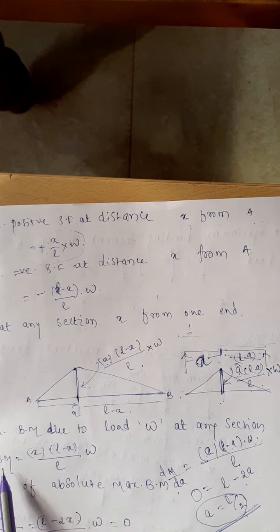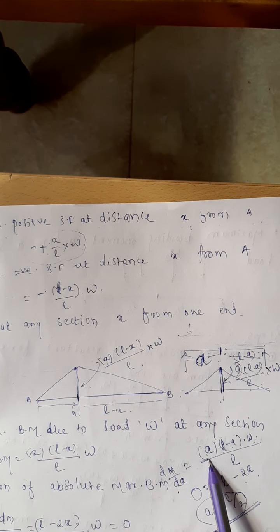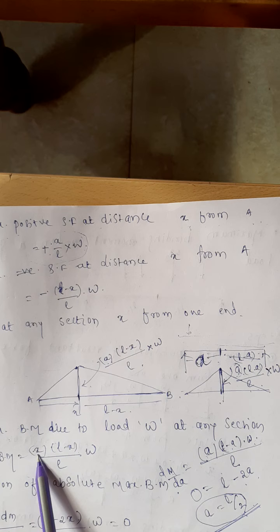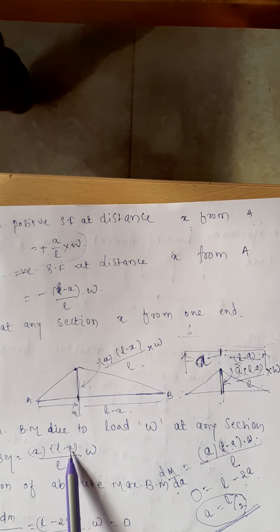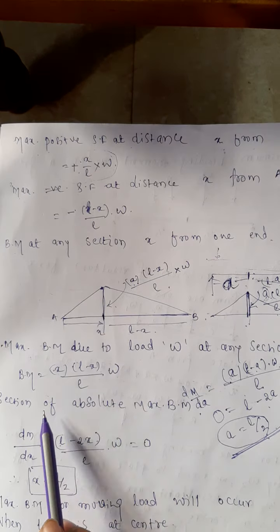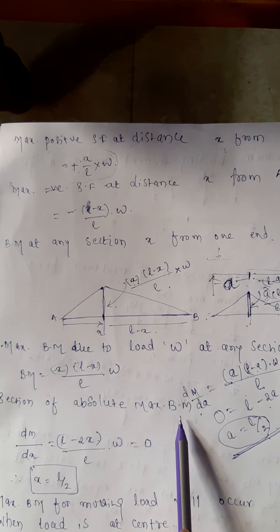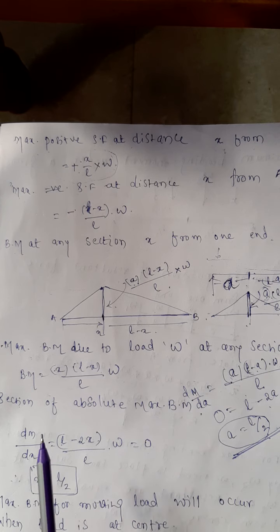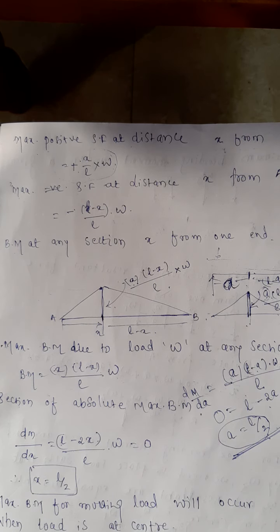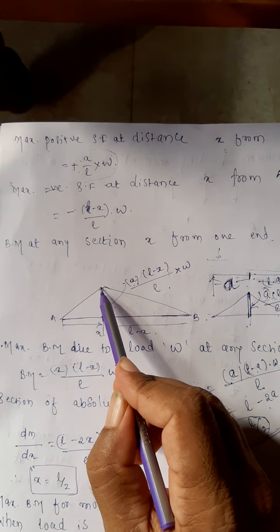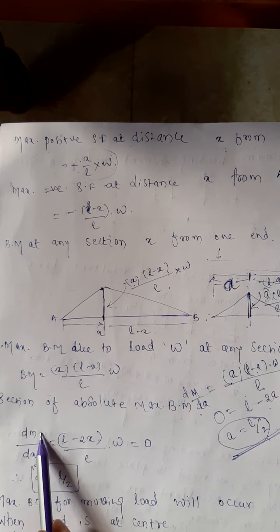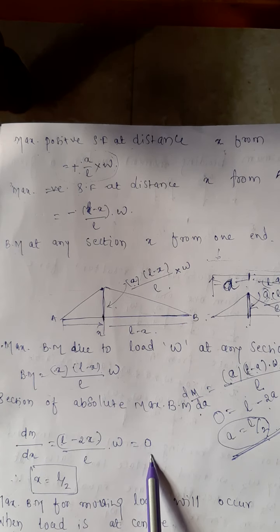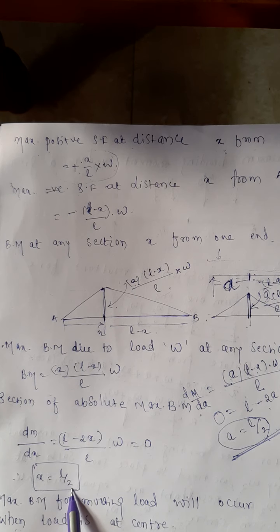Yes, the same thing I am putting it. Instead of A, I have used the notation X. The bending moment at any section X is given by X into (L minus X) divided by L into W. Therefore, the section of absolute maximum bending moment is, immaterial of the load, at what section the bending moment is maximum, that I want to calculate. Just differentiate this ordinate with respect to X. That time you are going to get dM by dX and make it equal to 0. You will get the value of X is equal to L by 2.